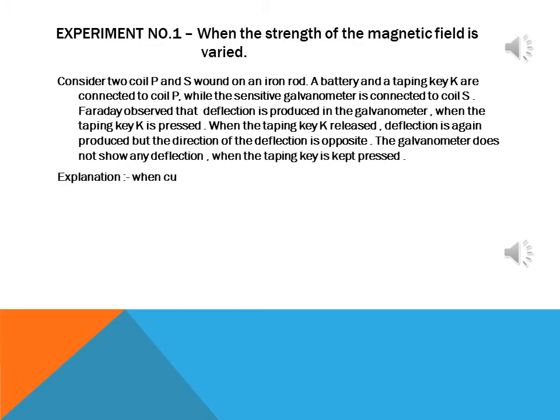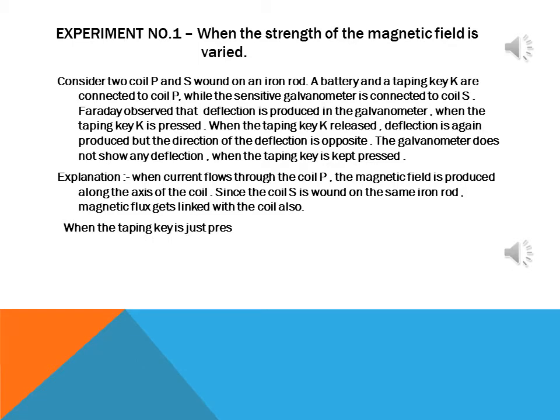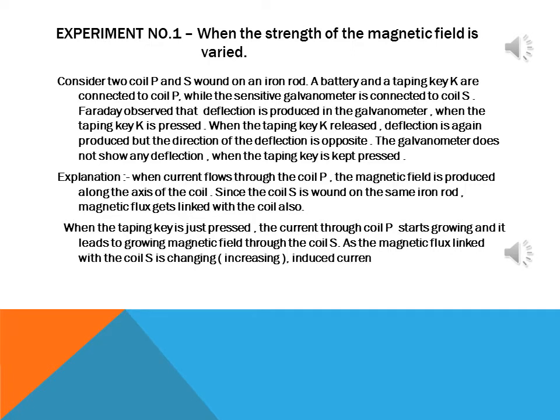Explanation: when current flows through the coil P, a magnetic field is produced along the axis of the coil. Since the coil S is wound on the same iron rod, the magnetic flux gets linked with coil S also. When the tapping key is pressed, the current through coil P starts growing, and it leads to a growing magnetic field through the coil S. As the magnetic flux linked with the secondary coil S is changing, or increasing, an induced current is produced.